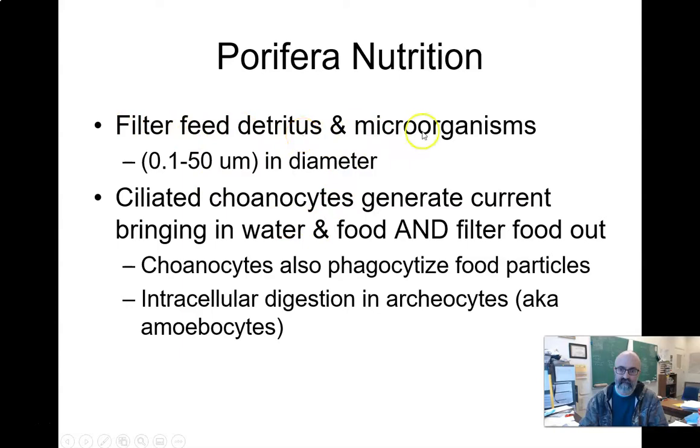They eat dead stuff and little stuff, detritus and microorganisms. These choanocytes both make the current and filter the food out. The choanocytes phagocytize. Phagocytosis is basically where a cell envelops a particle. Its membrane grows around that particle and then envelops it. And the digestion of that food particle happens intracellularly, inside of the cell.